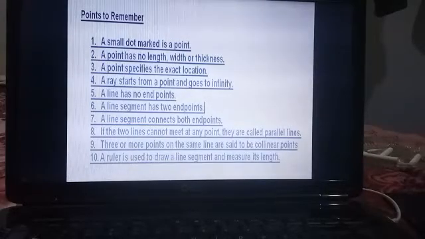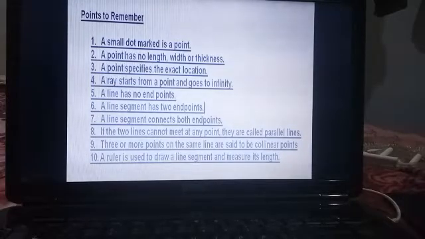A ray starts from a point and goes to infinity. A line has no end points. A line segment has two end points. A line segment connects both endpoints. If two lines cannot meet at any point, they are called parallel lines.